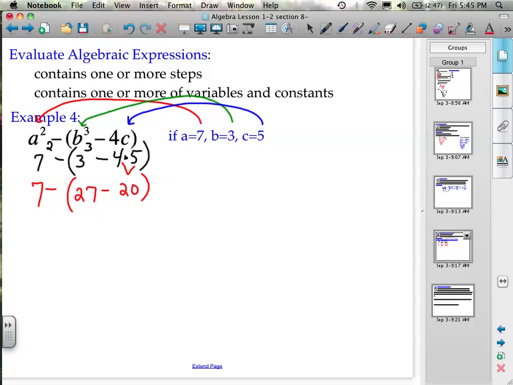Inside the parenthesis, we have 27 minus 20. That leaves us with 7. On the outside, we have 7 minus 7. Now, do I need the parentheses around that 7? No, not really. I just put it there to organize it. Basically, we're saying 7 minus 7, that's 0. That's your answer there, folks.